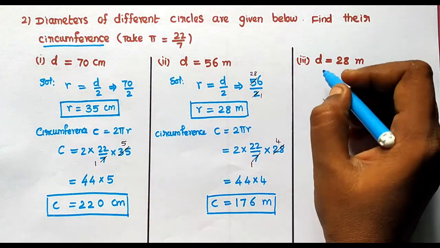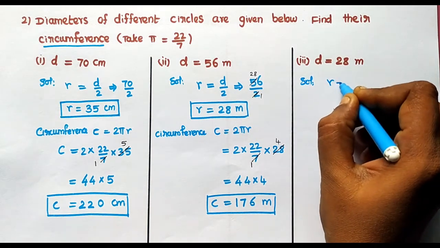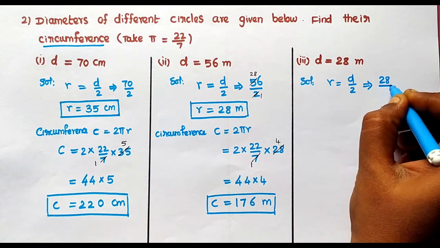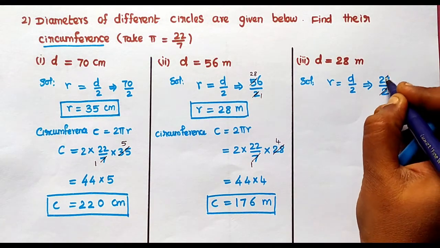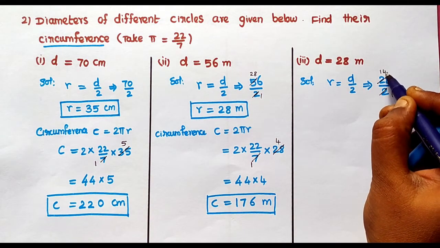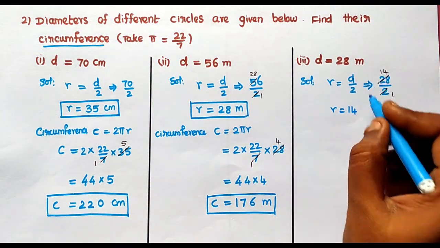Next one, D equal to 28 meter. R equal to D by 2. So 28 by 2. 2 1s are 2, and 4 2s are 8. So R equal to 14 meter.